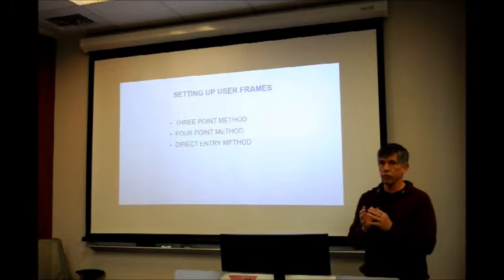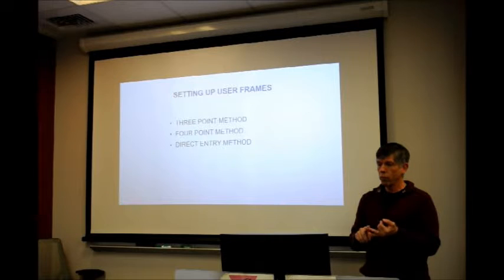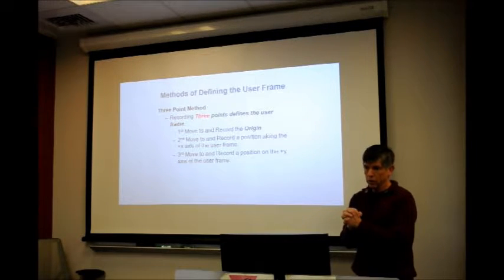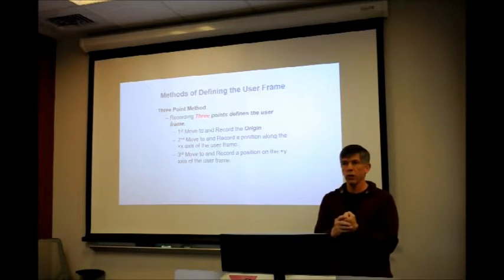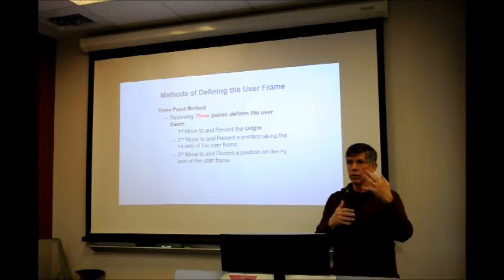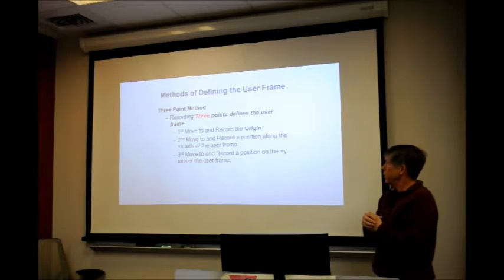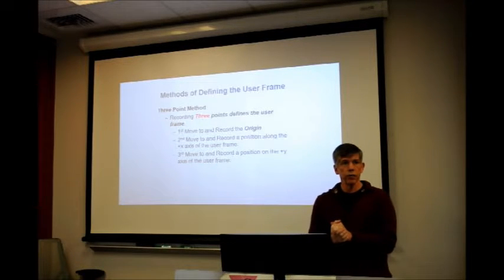There are 3 ways to set up the user frame: the 3-point method, which is what we're going to do in the lab today, the 4-point method, which I'll discuss, and also the direct entry method, which I'll go over. In the 3-point method, the first point records the origin for that user frame. How many user frames can I have, by the way? 9. I can define up to 9 user frames. Then I record the second position, and then the third position, and I'm done. So I only need to record 3 positions to create a user frame.